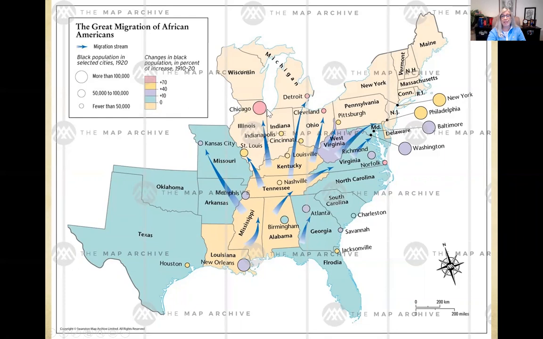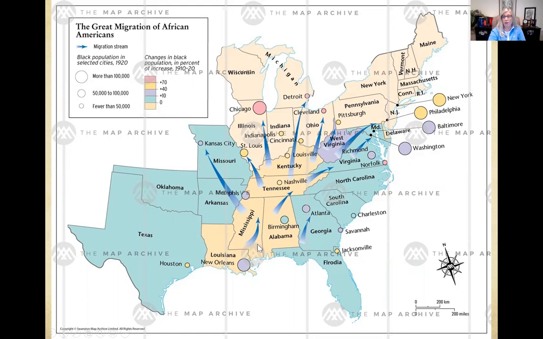So we can see these centers. Look at Chicago, look at Cleveland, Detroit. These are all very urban areas that are gaining larger percents in the population. Here, New York, Philadelphia. And then we can see that there are changes where they're not increasing numbers in these areas, they're actually losing numbers. And so if it's below zero, then they're losing that percentage of the population.